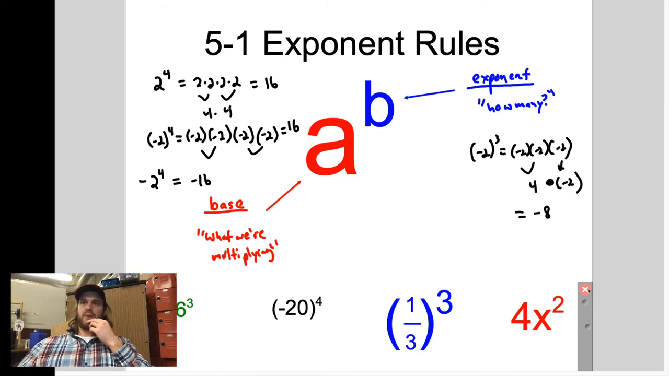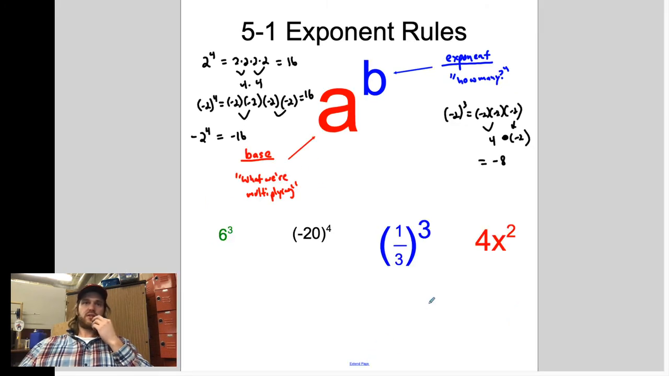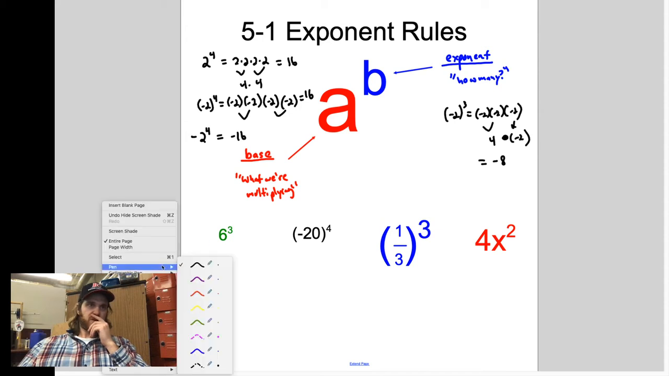So let's do some practice. Practice identifying the base or bases in each of these problems, and we're going to talk about that in just a minute. You can pause the video.